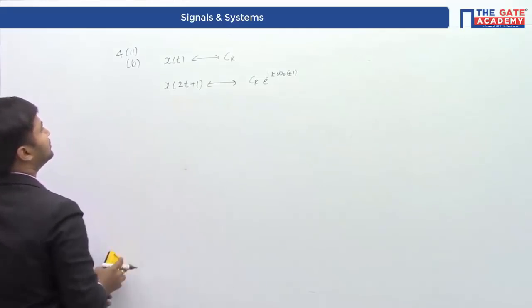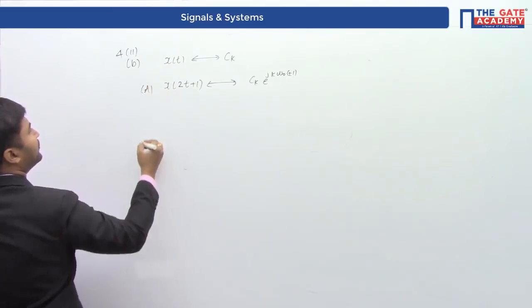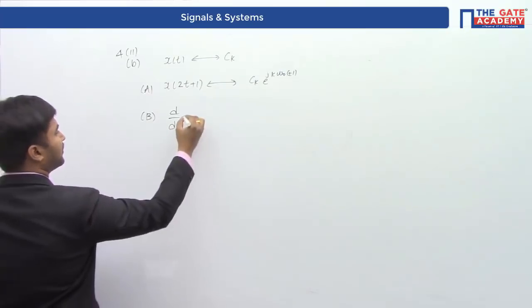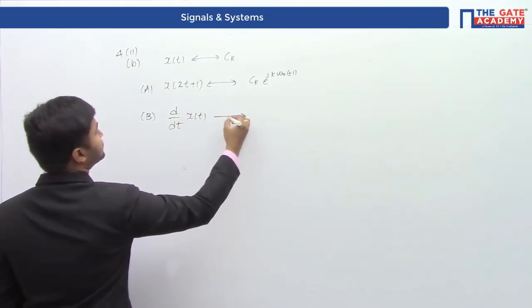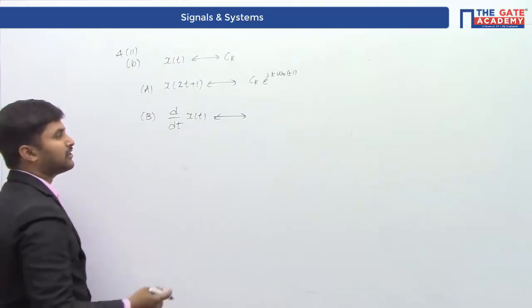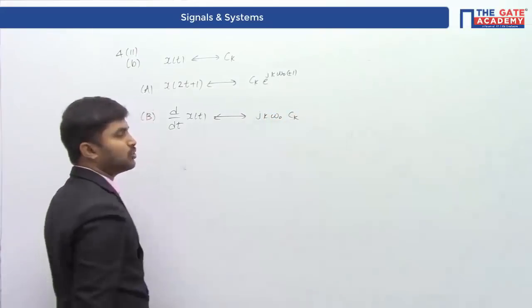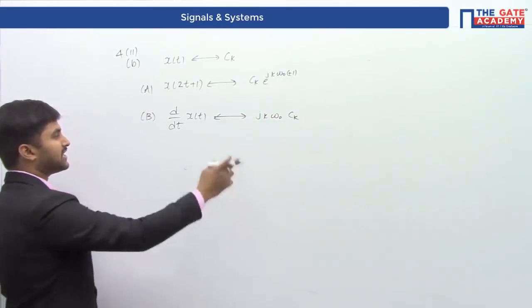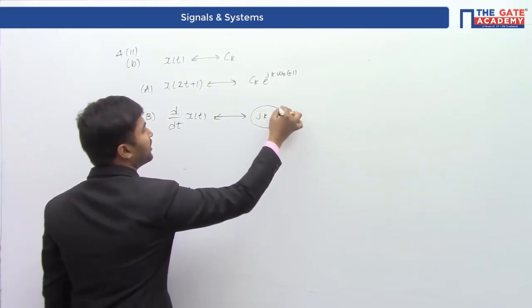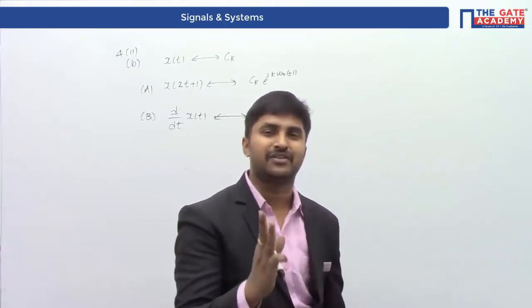This is the A part of it. The B part is that you have to find the Fourier series coefficient of d by dt of x of t. It is going to be j k omega naught ck. So d by dt of x of t will have the complex Fourier series coefficient j k omega naught multiplied by ck. Time shifting property, time scaling property, and time differentiation property.